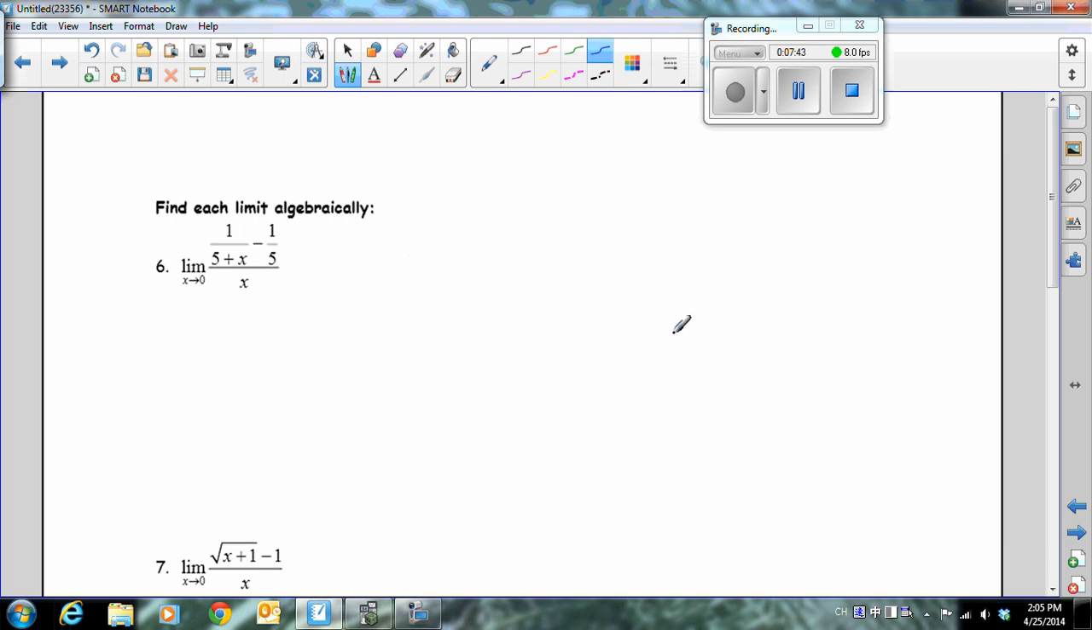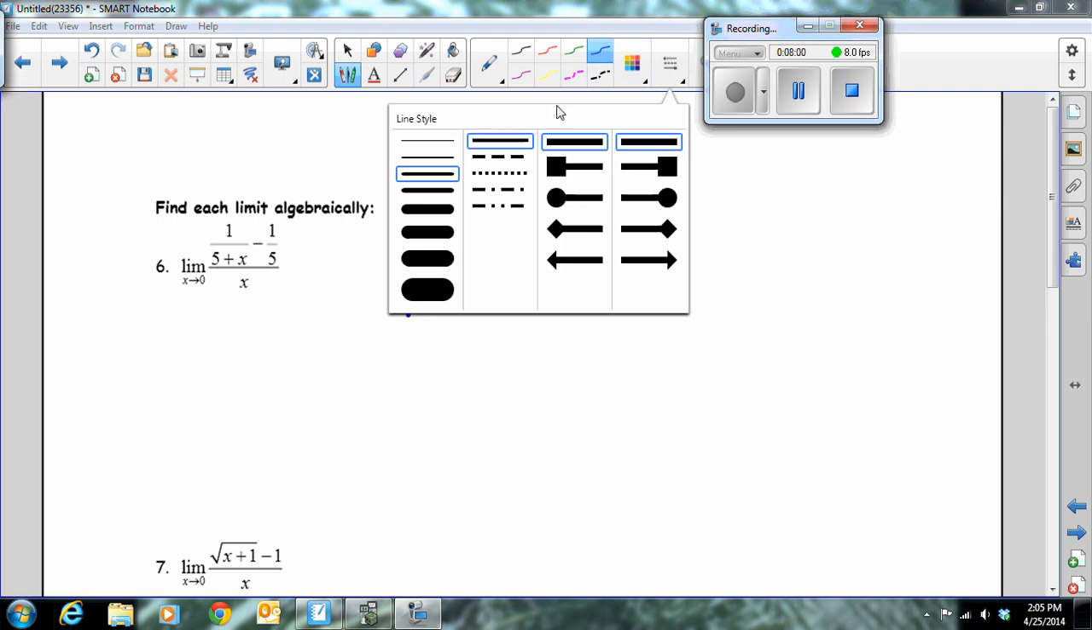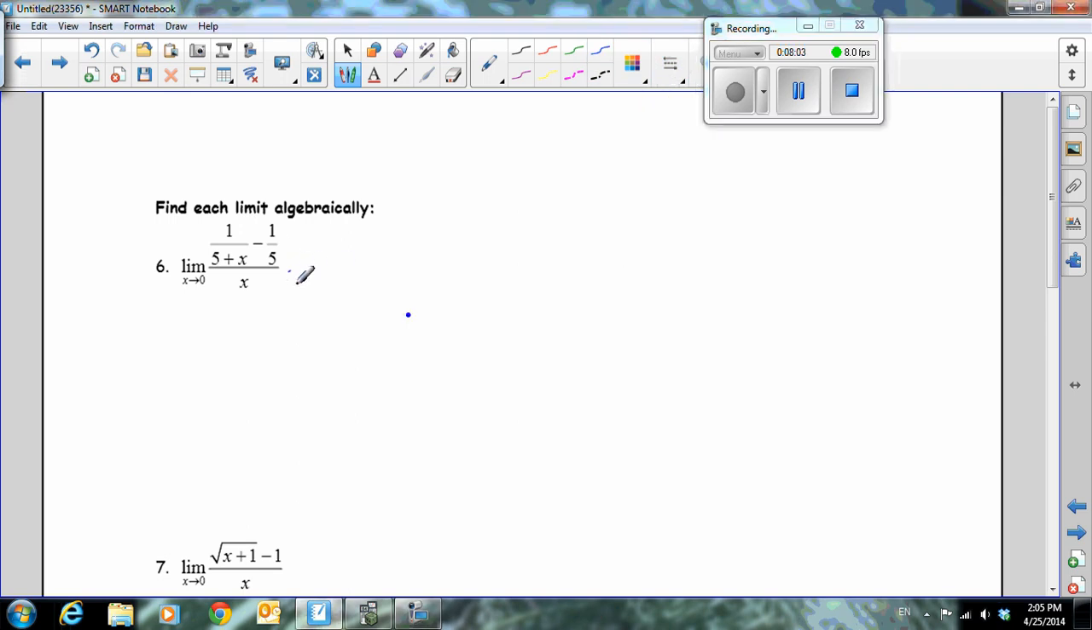Alright, find each limit algebraically. Let's go ahead and find the limit algebraically. This one says as x approaches 0. First of all, when looking at this, you are tempted to plug in just 0 into the equation. But what will happen if you plug in 0? Look what happens when you plug in 0.